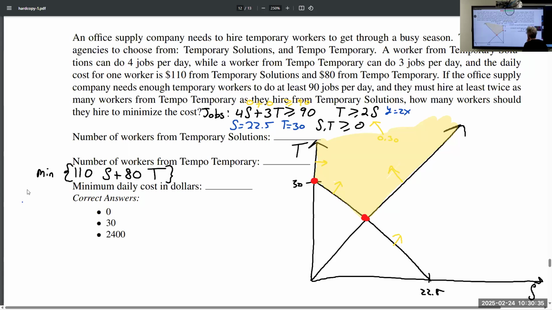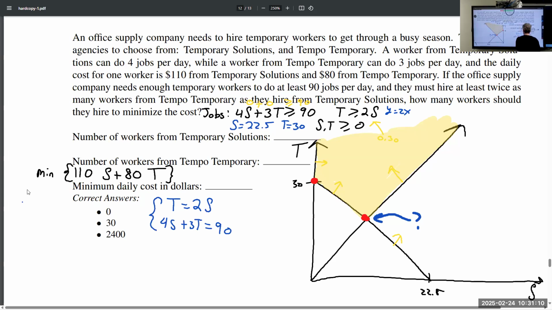Let's see where this is. Where is that located? That's located when the 2 lines intersect. So we have t equals 2s, and we have 4s plus 3t equals 90. And we want to see where those intersect. t equals 2s, so I would say substitution's the way to go.